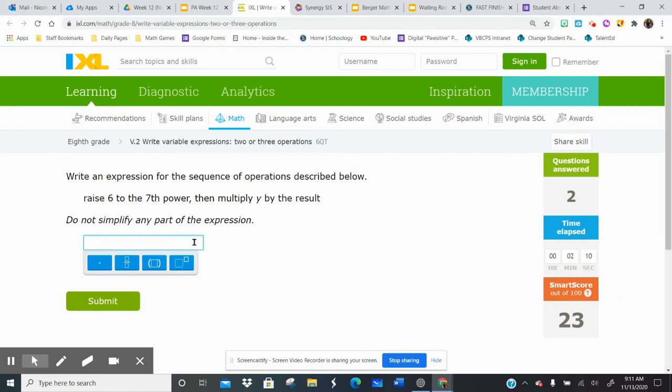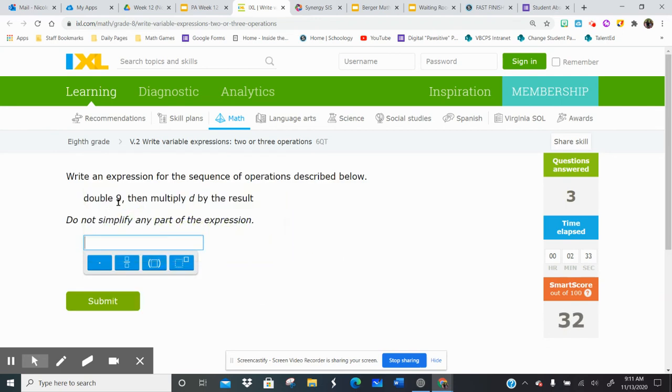Raise 6 to the 7th power, then multiply Y by the result. Raise 6 to the 7th power. Okay, so I'm going to use this little button here to get my exponent. 6 to the 7th power. Then multiply Y by the result. So I can do a couple things here. I can group this and put Y on the outside, or I can do the times Y. Either one would really work for that.